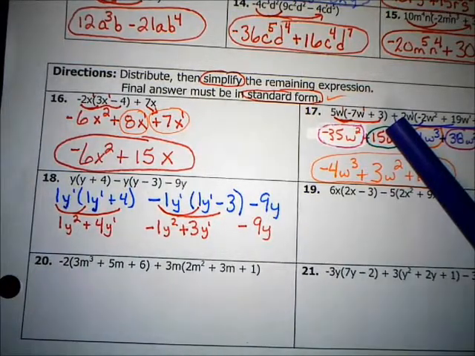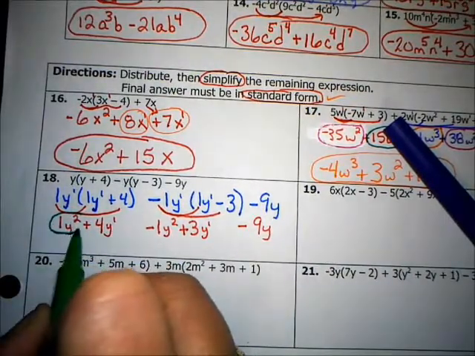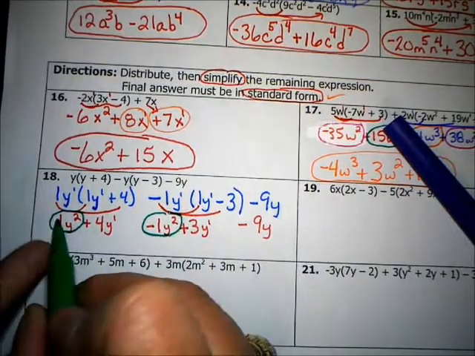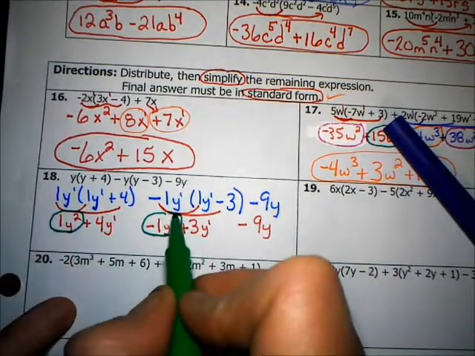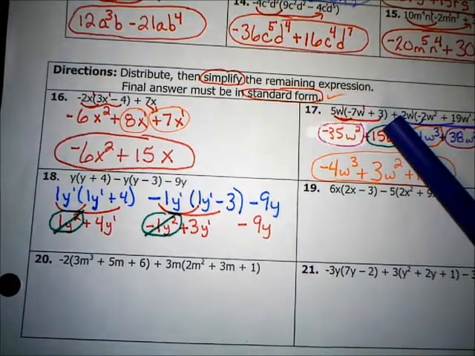Alright, I'm looking for my highest exponents. Highest exponent. So here I see I have a 1y^2 and a minus 1y^2. So 1 minus 1, those actually cancel out. They go to 0. So that's gone.